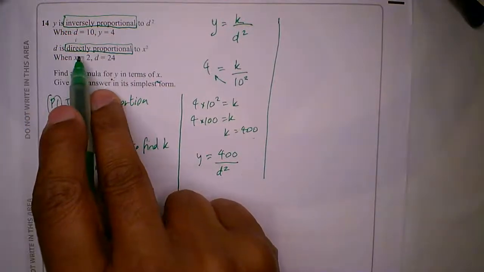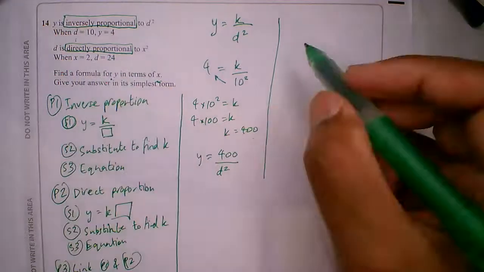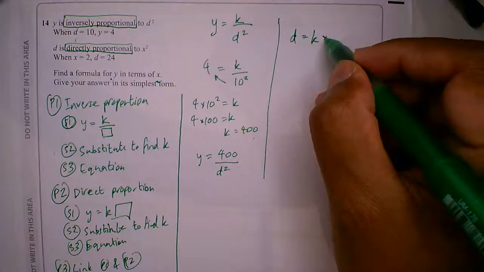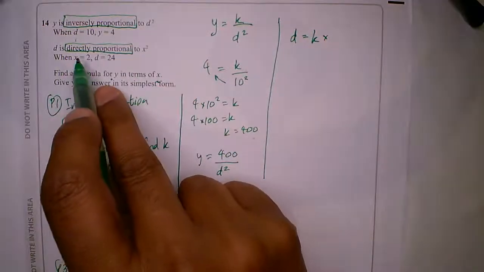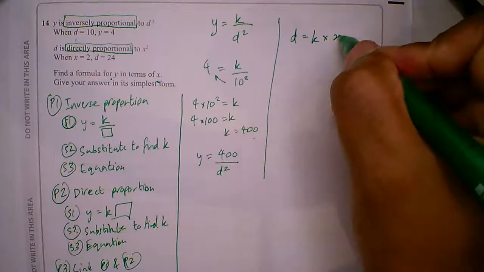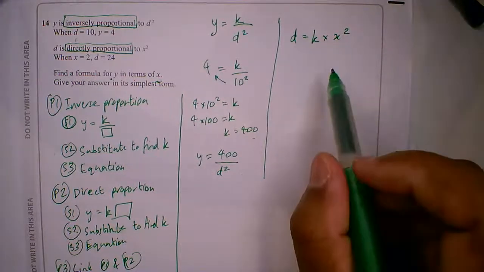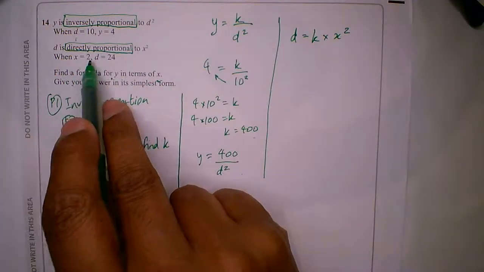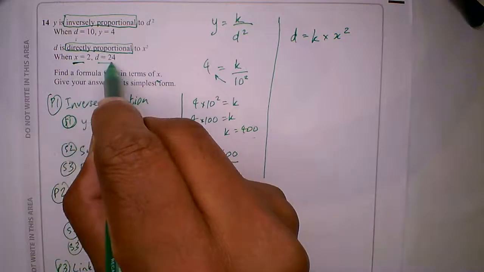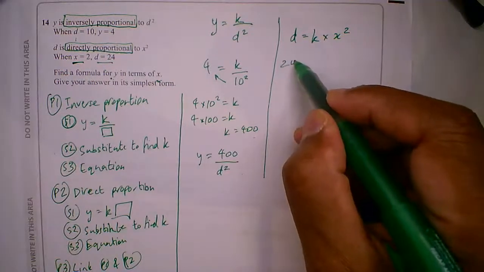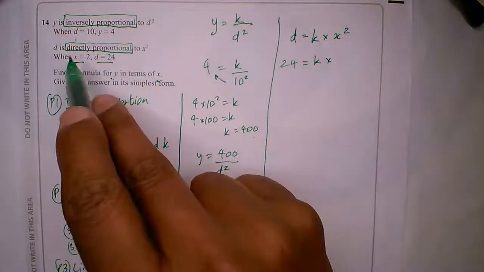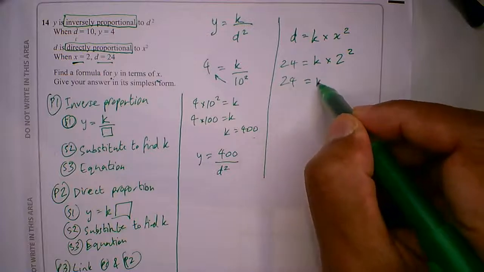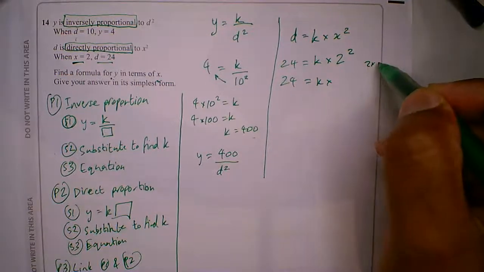So d is directly proportional to x squared. So d equals k times x squared. I've got my numbers there. So now I need to substitute to find k. x is 2, I've got that information here, and d is 24. So 24 equals k times 2 squared. 24 equals k times 2 squared, which is 2 times 2, which is 4.